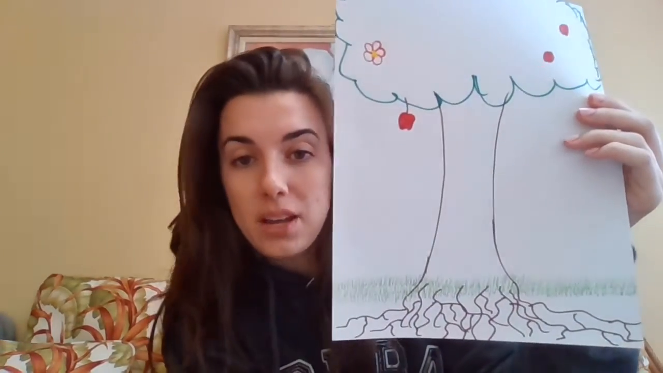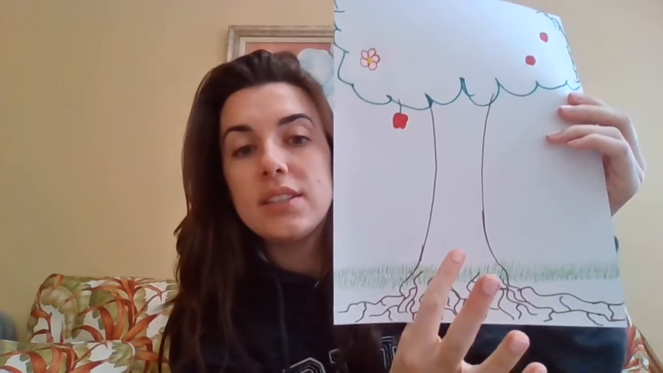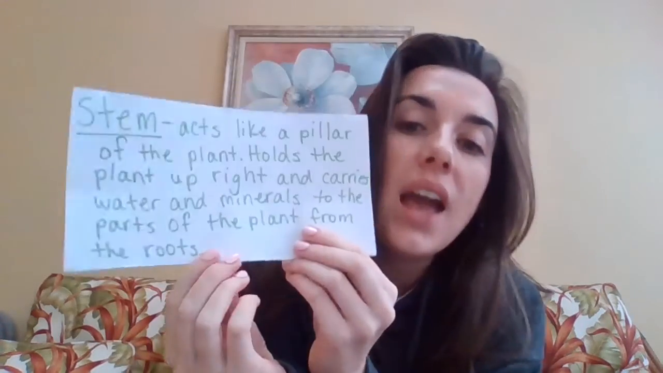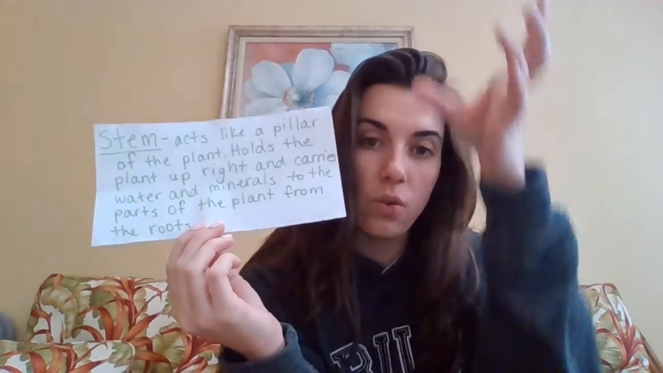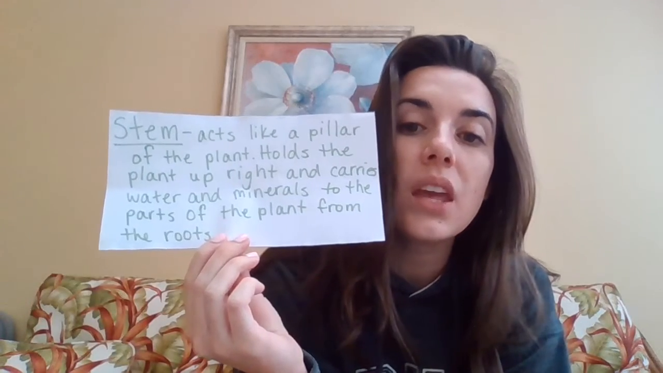The next part of my plant that we're going to talk about is the stem. On a tree, we usually call it the trunk, but it's the same thing, it's a stem. And it's what comes out of the ground and holds up the plant. So there's a point to a stem, which I'm going to explain. The stem acts like a pillar, something that holds something up, and it holds the plant upright and carries water and minerals, like we just said.